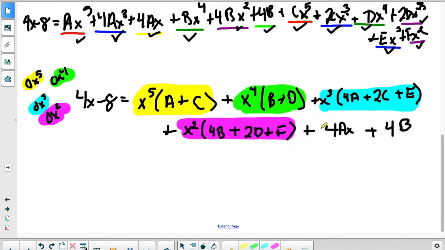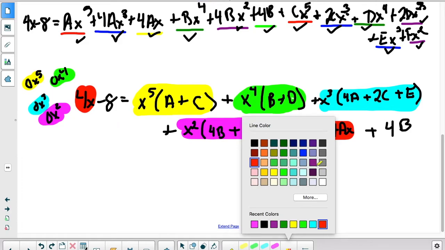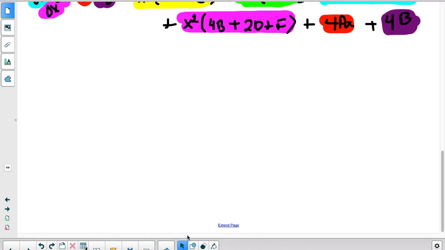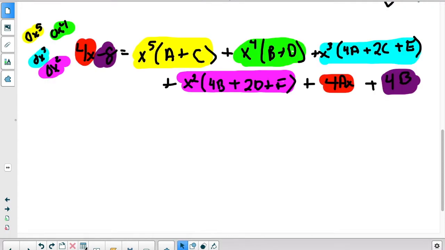Pick this color here. 4a to the x will match up with 4x. And last but not least, our 4b will match up with -8. So when we rewrite these back out, because we're going to have a few.